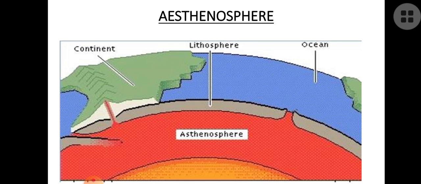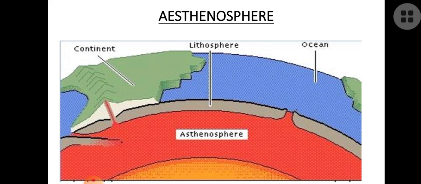The next scientific term is asthenosphere. What is asthenosphere? Look at the picture here. In the outer part we could see the ocean and continents above, and in the middle part you could see the lithosphere, in brown color. Below the lithosphere you can see the red colored asthenosphere. What is asthenosphere? It is the upper mantle.